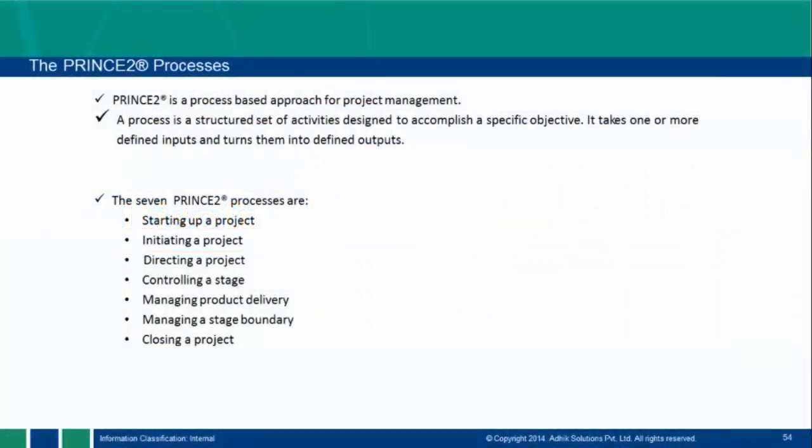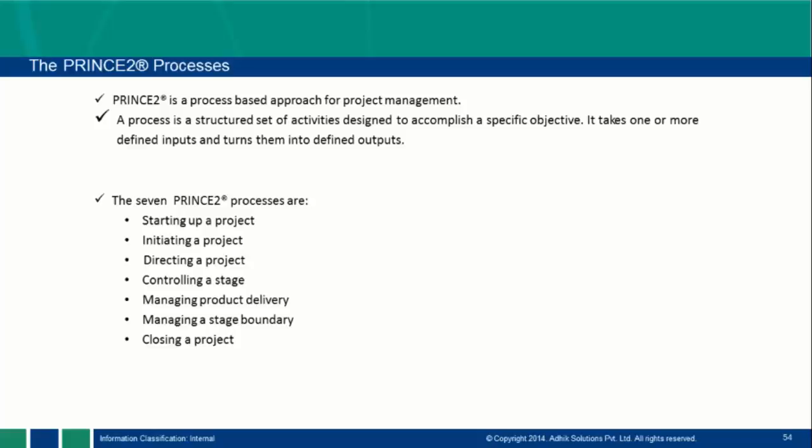What is the process definition? This is a simple definition of a process. PRINCE2 is a process-based approach for project management. I told you this is the best practice of project management. A process is a structured set of activities designed to accomplish a specific objective. It takes one or more defined inputs and turns them into defined outputs.